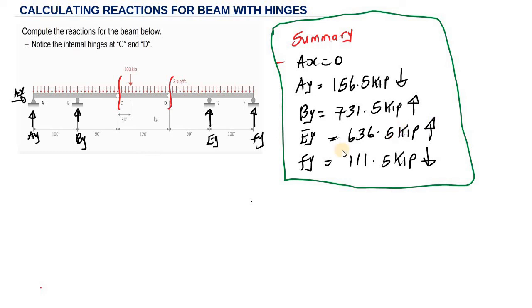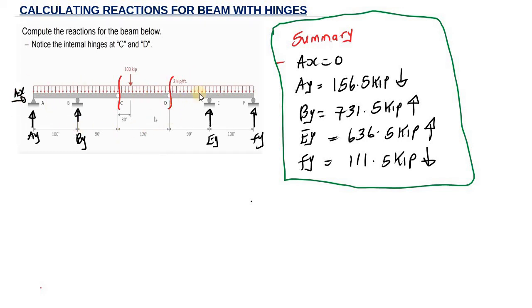So let's take all the vertical forces and say this is equal to 0. Let's try to prove that this is indeed equal to 0. If we can get all the vertical forces equal to 0, it means our calculation is correct. So what you need to do is resolve these 2 kip per foot as a point load. Now, how can we do this?